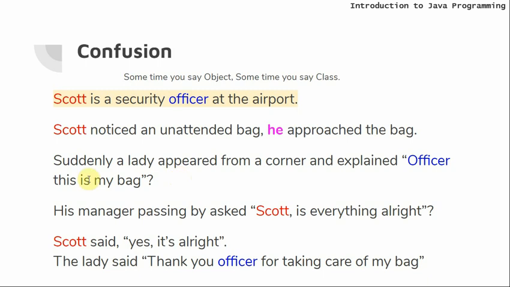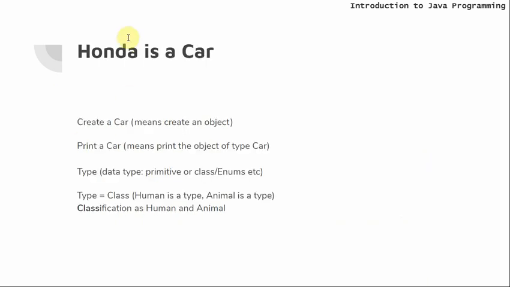So a human cannot be just human, it has to be an object. So a person, a name, an individual person. A human cannot exist without an individual person, right? So it should be Scott, John, Adams, or Halima Sultan. So Honda is a car. Create a car, here it means create an object of the car class. Print a car means print the object of type car.